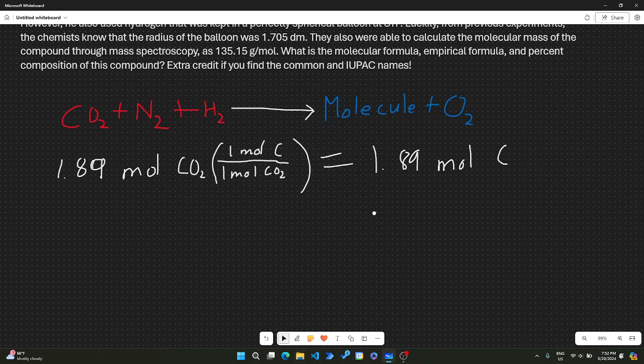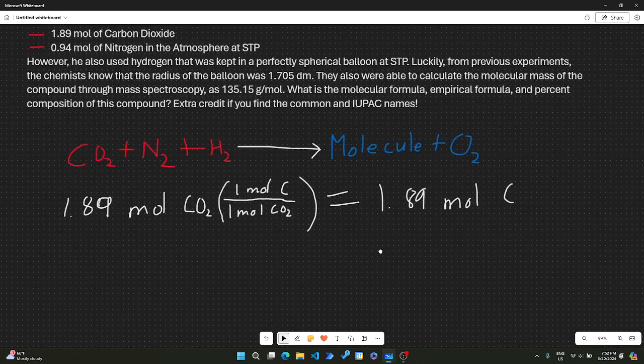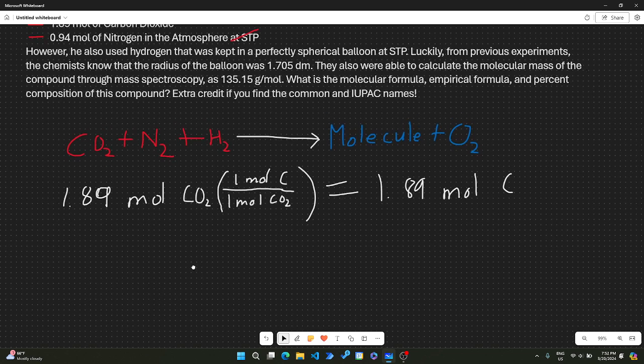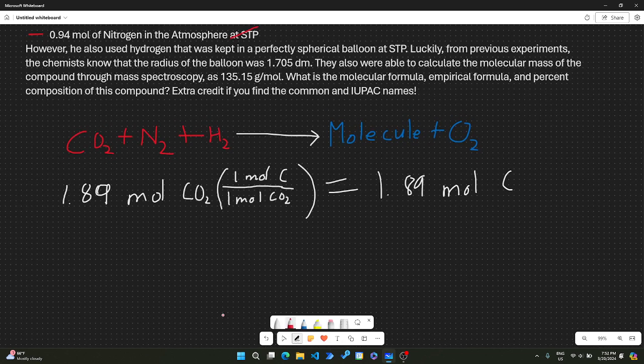Now, the next element that was given to us was nitrogen in the atmosphere at STP. But it turns out we don't actually need to worry about this. This is kind of irrelevant for this. It will come in relevant for the hydrogen, however. So let's say we have, well, let's not say, the problem gave it to us, 1.94 moles of nitrogen.